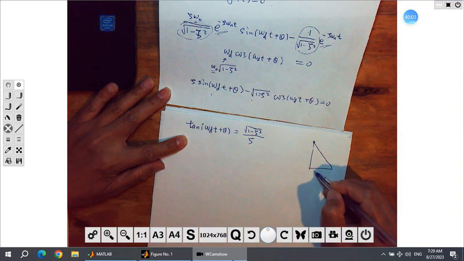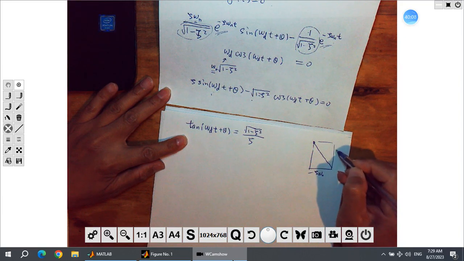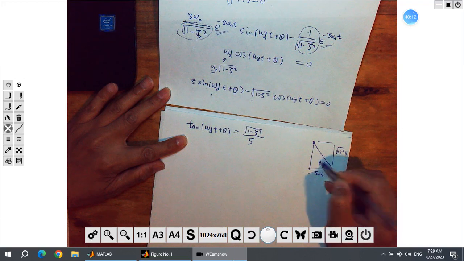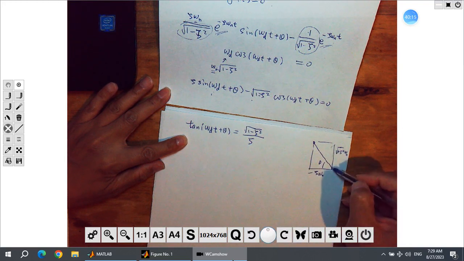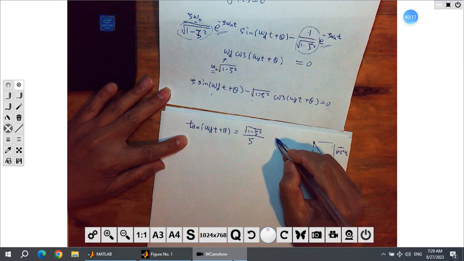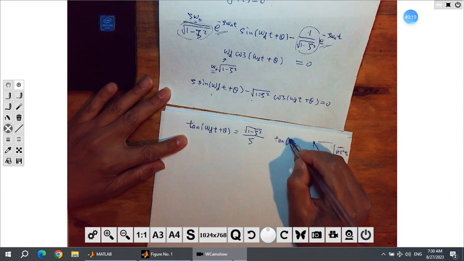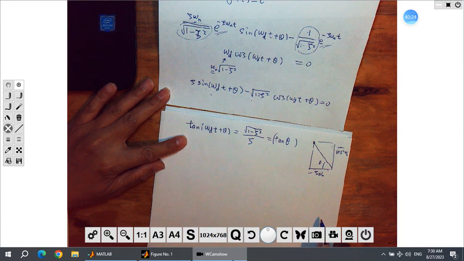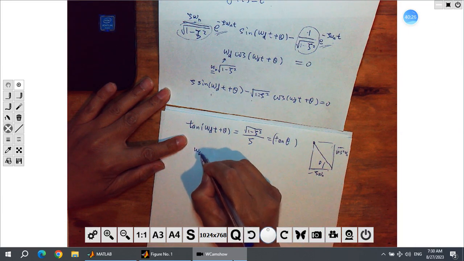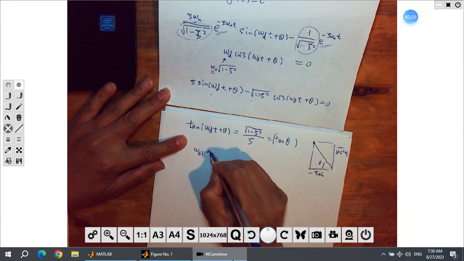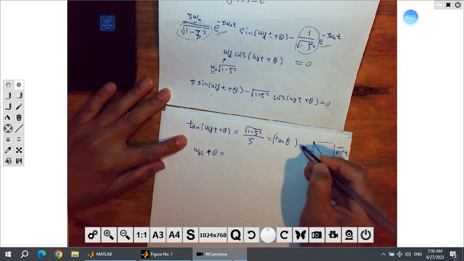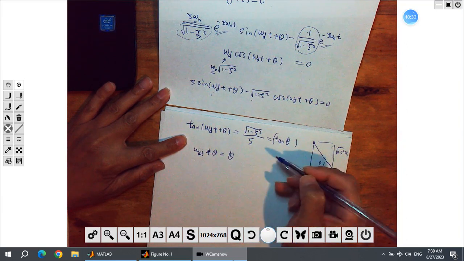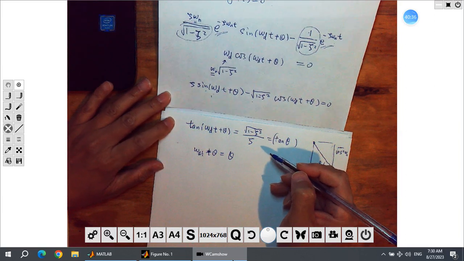Here's zeta omega n, and this is omega n times the square root of 1 minus zeta squared, and here's theta. Now what is this? This one over this one is the tangent. Actually, this is tangent theta. So we can say omega d t plus theta equals just theta. We miss something, because it's triangular, right?